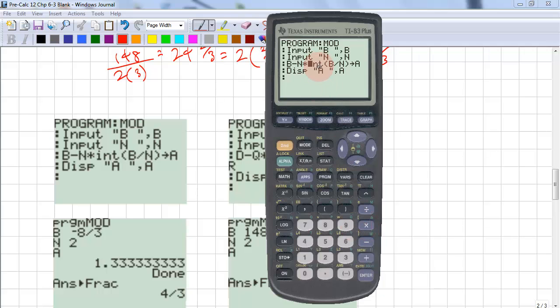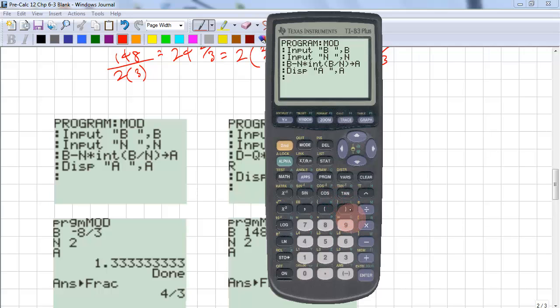Now we need the int function. So that's math. And we press right to go to num. And that's the fifth function. So we can press 5 or scroll down. I'll press 5. And then it's just alpha B divided by n. So that's alpha n.